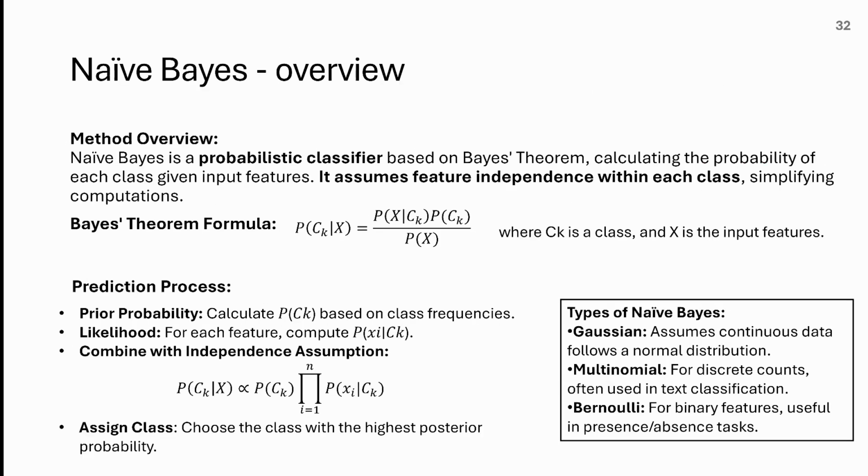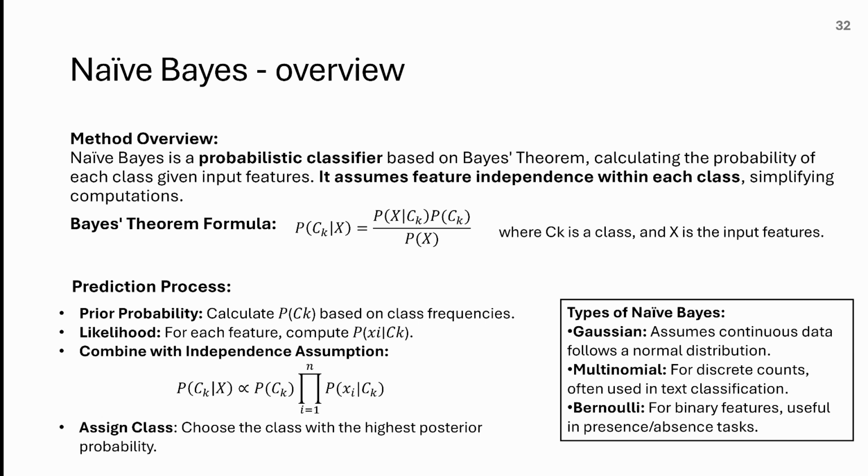Naive Bayes predicts by calculating the probability for each class given the features and assigning the class with the highest probability. This process is efficient, especially in high-dimensional data. So the probability of class C given X is equal to the probability of X given class C times the probability of class C, all divided by the probability of X. And this is the Bayes theorem formula. Using this formula, we can estimate the classes.